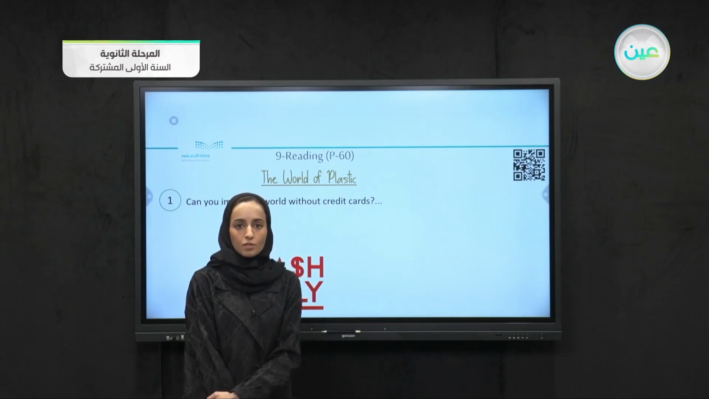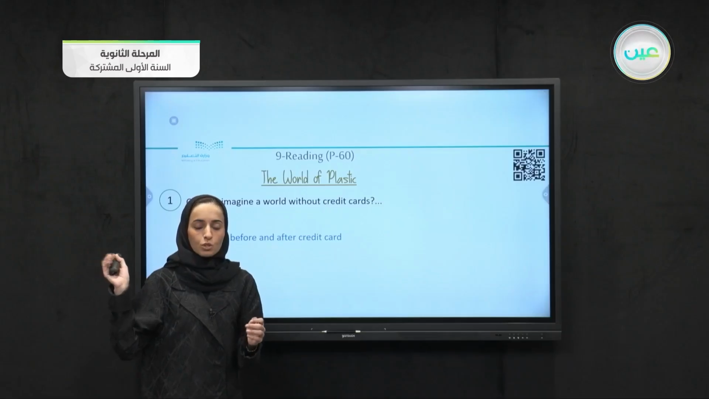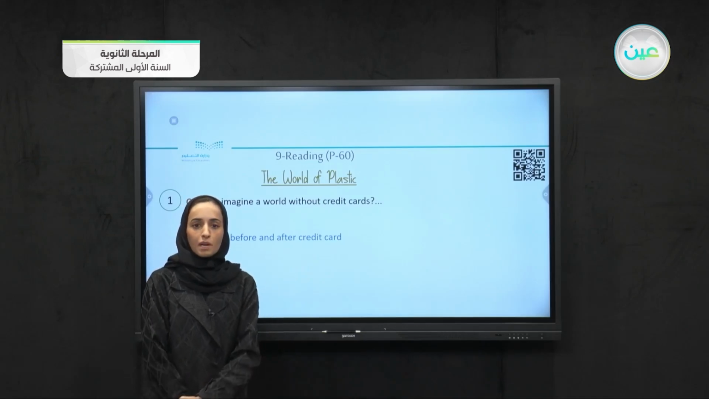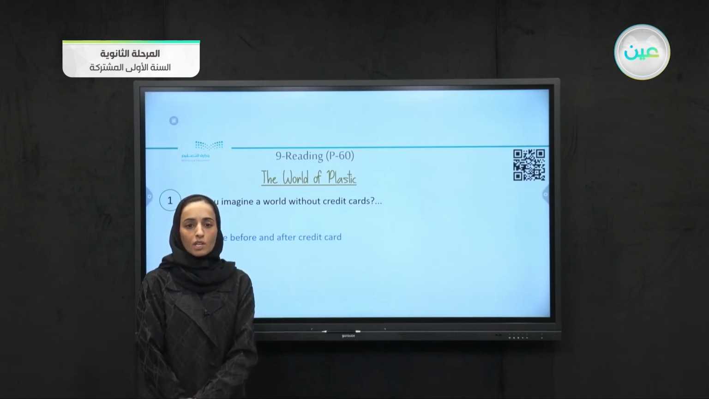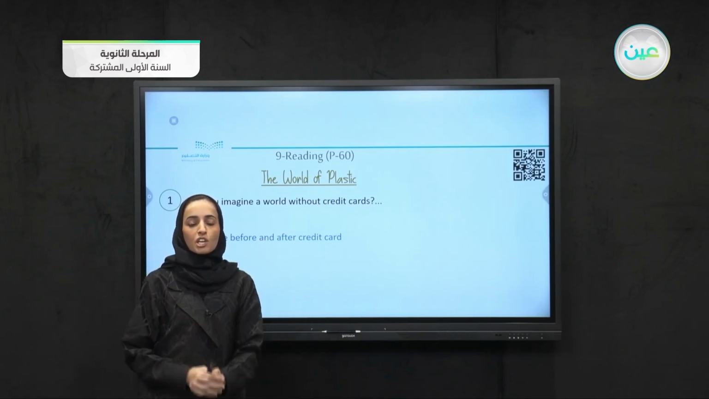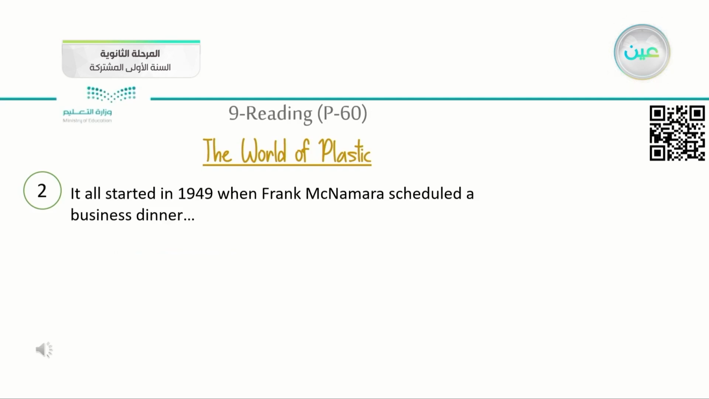So the main idea of this paragraph is about life before and after the credit card. In the past, it was inconceivable to go out without cash. Today, it is impractical, not practical, to go out without a credit card. So you noticed the revolution, or the change, between the past and the present. Now let's go to the second paragraph. It all started in 1949. Here, what is the main idea?